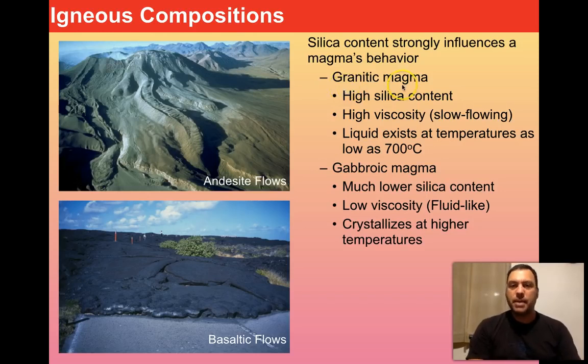So, for example, granitic magmas have high silica content. And it turns out that high silica makes it a very sticky magma, which means it has high viscosity. It's slow flowing. Liquid exists at temperatures as low as 700 degrees Celsius. So remember, we were saying about 650 is when you start to get melting, but you really get definitive liquid at 700 degrees Celsius. And quite frankly, 700 degrees Celsius is not that difficult for the Earth to produce. It's actually fairly easy.